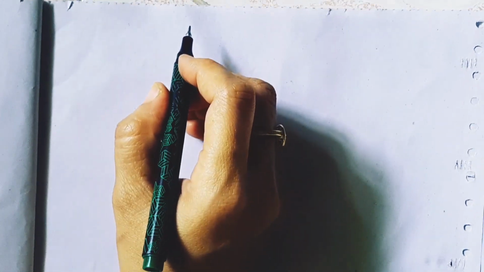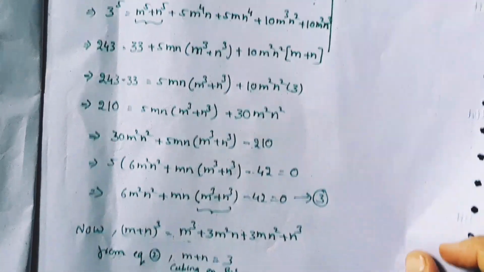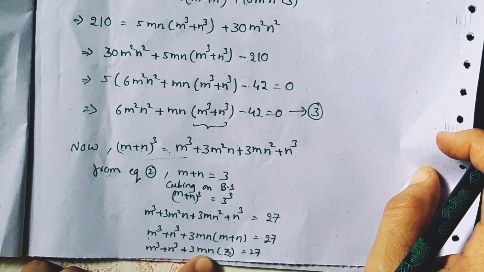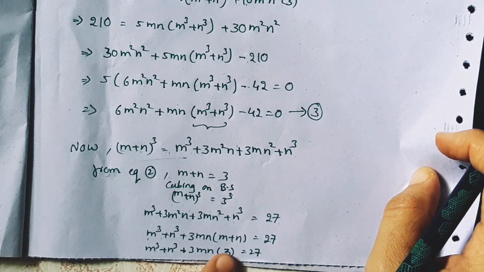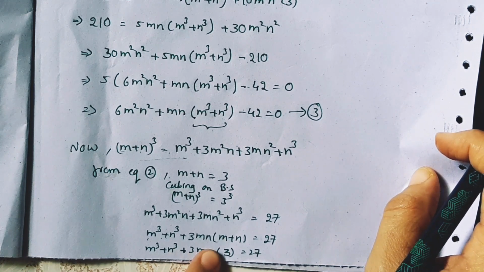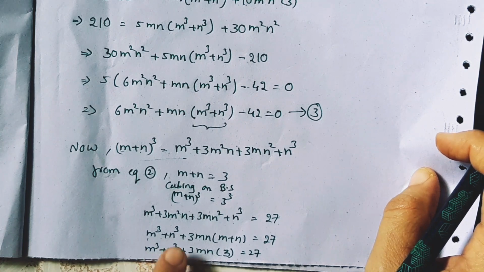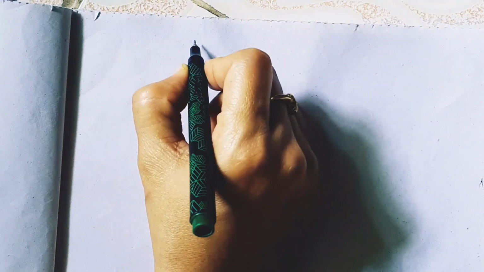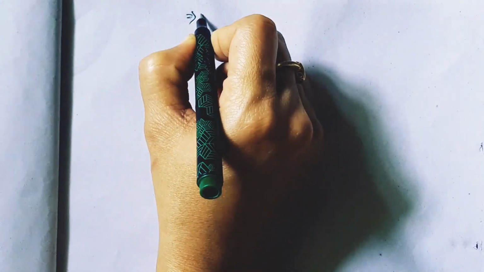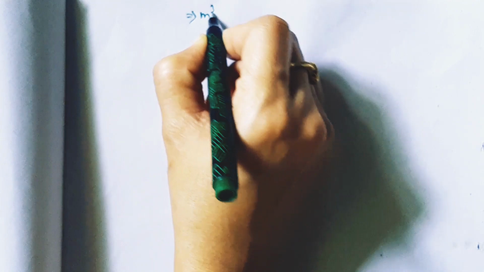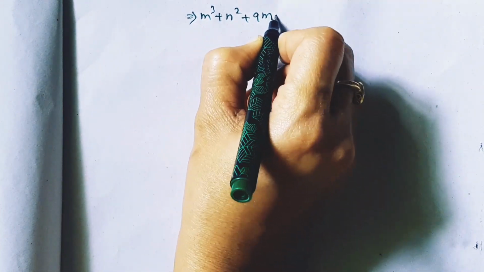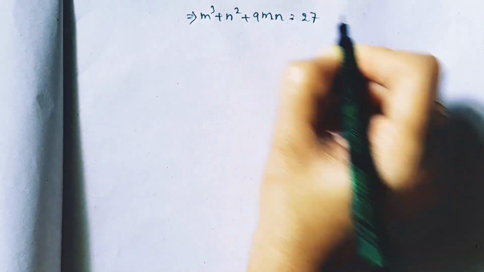So the next step will be here. What is here? m cube plus n cube plus 3mn of 3 equal to 27. Here we are going to multiply 3 and 3, meaning m cube plus n cube plus 9mn equal to 27. Okay, so the next step will be m cube plus n cube plus 9mn equal to 27.